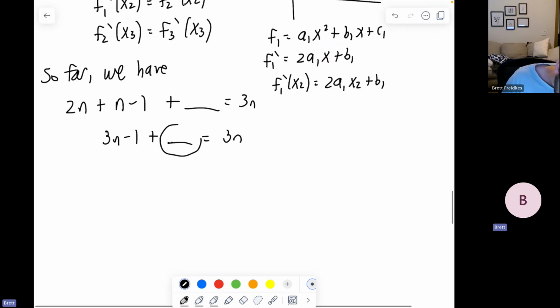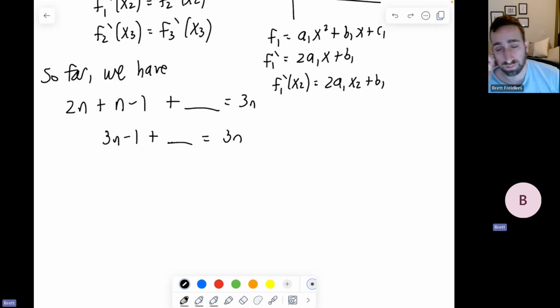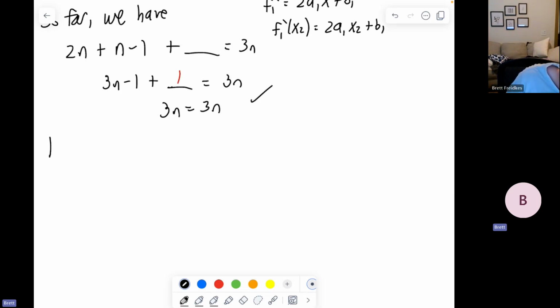So how many more equations do I need in order to get this to work? I need one more equation, because now if I get one more equation, these will cancel, and that will give me 3n is equal to the 3n that I need. So I need to come up with one more equation in order to resolve my system and get it fully complete.